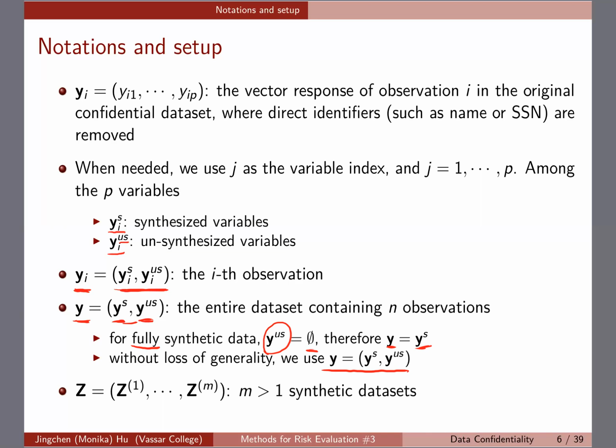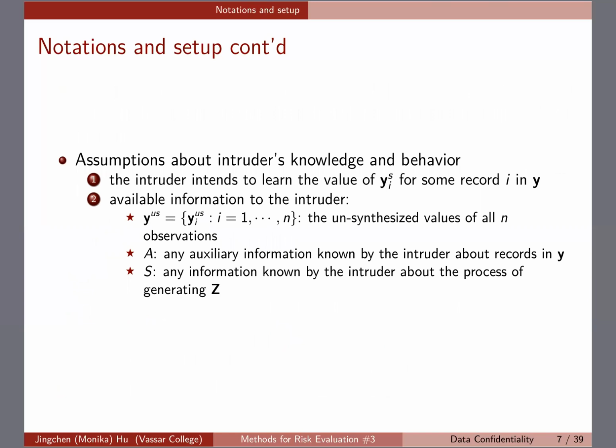So that's the real data. Everything is about the real data. And then for the synthetic data, we have been using Z. You can have more than one synthetic data set, so we use Z to represent the collection of all of them, and the superscript indicates a particular synthetic data set when you have more than one. So notation-wise, this is what we start with: notations for the original data and for the synthetic data.